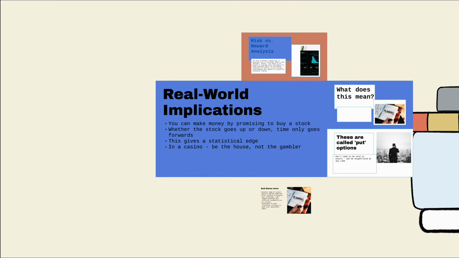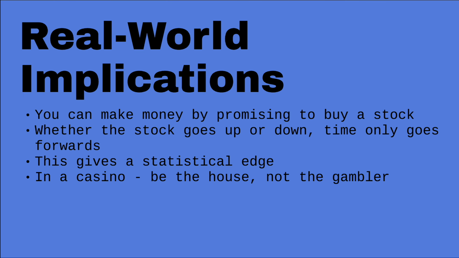So what do we get from all this? First of all, that you can make money by promising to buy a stock. You get paid upfront, and you possibly don't even need to buy the stock. In the best case scenario, you get to keep the money and you can sell another promise. And while we don't know if a stock will go up or down, we do know that the time will eventually run out. And that gives us a statistical edge compared to buying stocks.